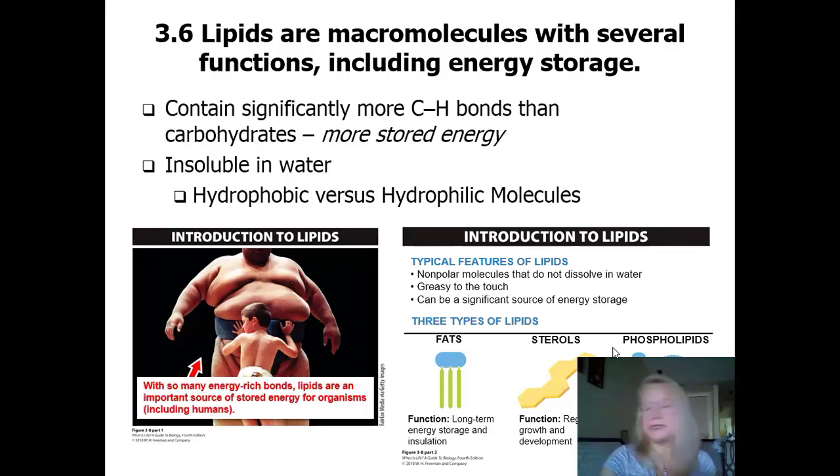Insoluble in water, so in means not soluble in water. Hydrophobic and hydrophilic. So hydro, you're seeing that word again, so you're thinking hydrogen, you're thinking water. Phobic, when you have a phobia, so you have a fear of something, and philic actually it means like love. So lipids are hydrophobic, right?